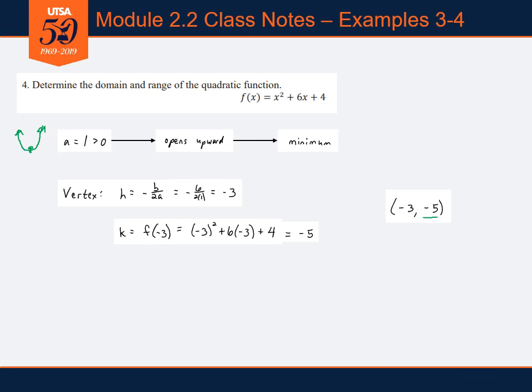Negative 5 being that minimum value, that's as low as the y values reach. Starting from there, my graph opens up and continues on to infinity. So my domain, all real numbers, we knew that. Then the range begins at negative 5 at the vertex and continues up from there to positive infinity.